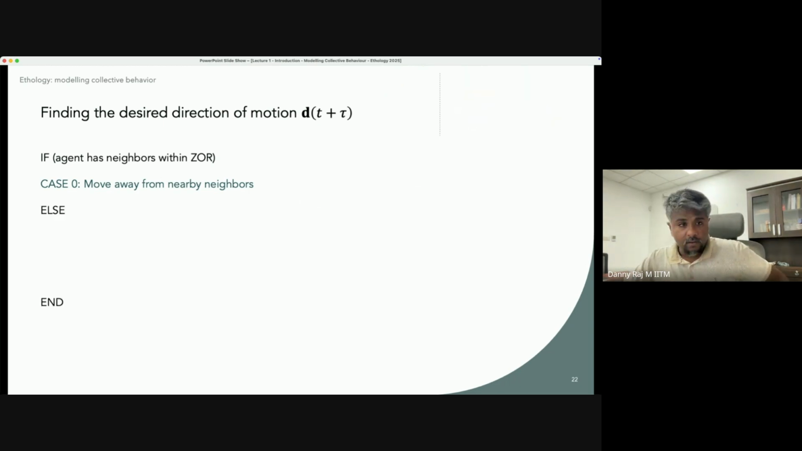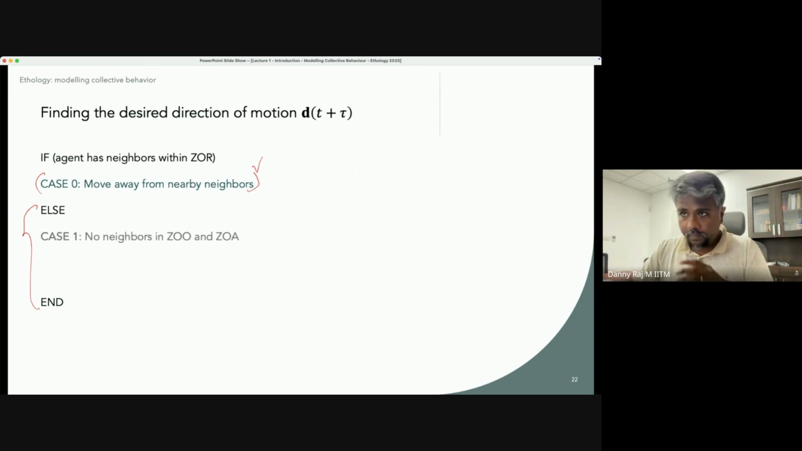So this is the overall structure of the code. If there are neighbors within the zone of repulsion, this is the only thing that will happen. But when you don't have that, you go into this region where there are multiple options available. There are at least 4 things that can happen. There's case 1 where there are no neighbors at all. This one guy is a loner, far away from all the other guys, in which case D will be directly given by its instantaneous velocity. Makes sense, right? There's no one to influence him. He's just happy in life doing whatever he wants.